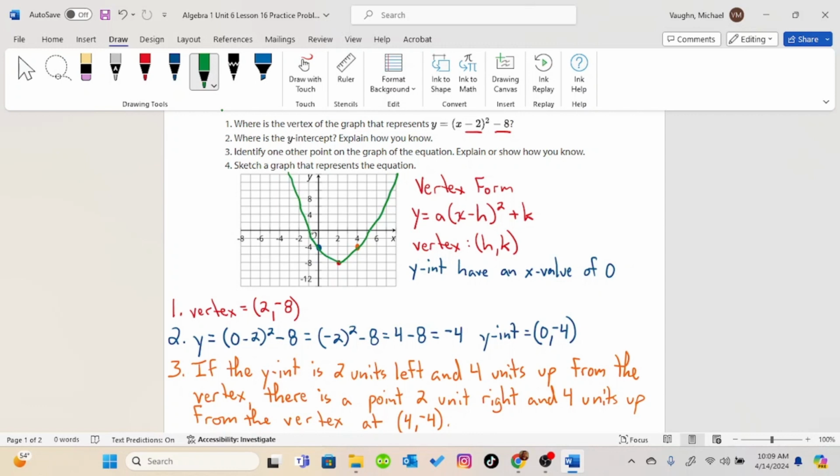If you have any questions about how to use the vertex form of a quadratic equation to find the vertex, to find the y-intercept, or to find a third point using symmetry, or how to graph from the vertex form, please use class time to ask for further clarification.